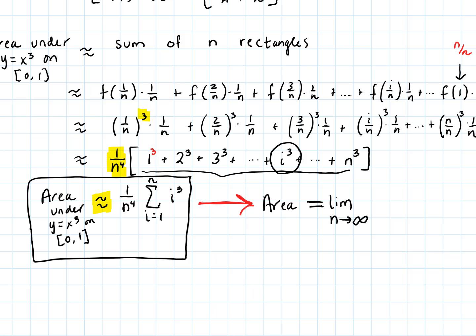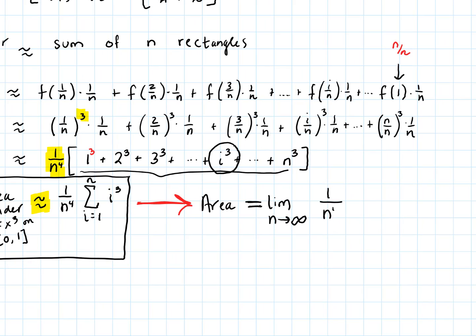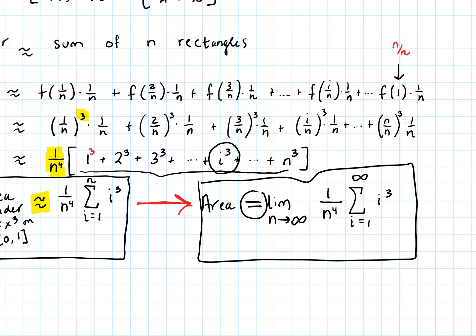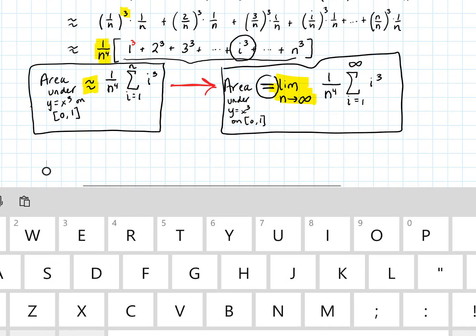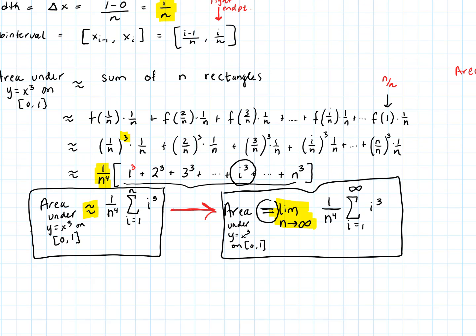What if we let the limit as the number of rectangles goes to infinity of 1 over n to the fourth times the summation from i equals 1 to n of i cubed? Now we can say that it is equal to. The area, this exact area under y equals x cubed on 0 to 1, is actually equal to that, if we throw in that limit, and that's the important piece. If we throw in that limit, this becomes an equality rather than an approximation. And that's where we're headed. We're headed to allowing these limits to go to infinity, and then we can get the exact value of that area under the curve.